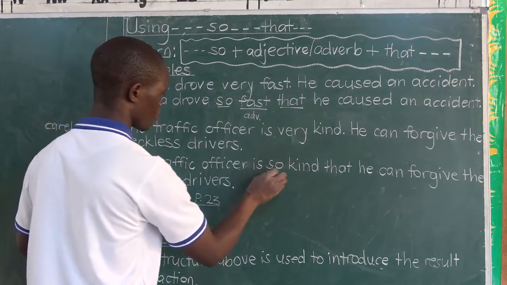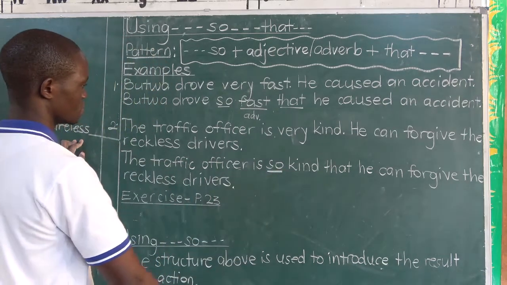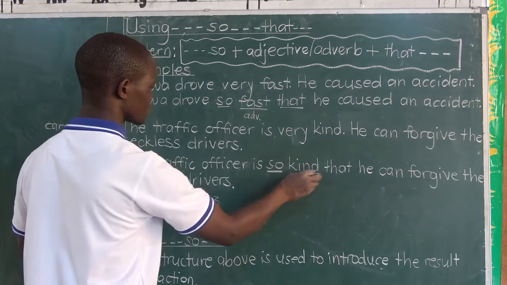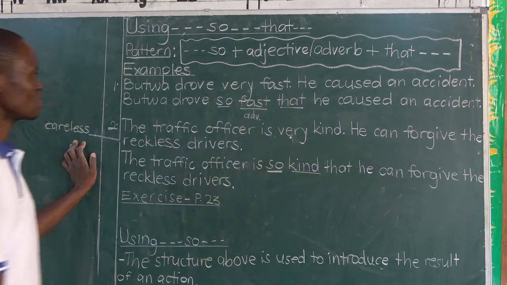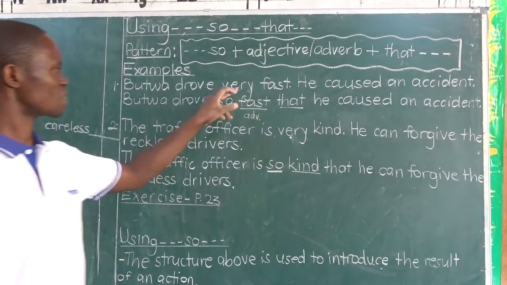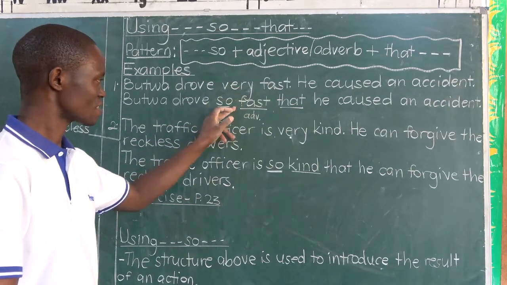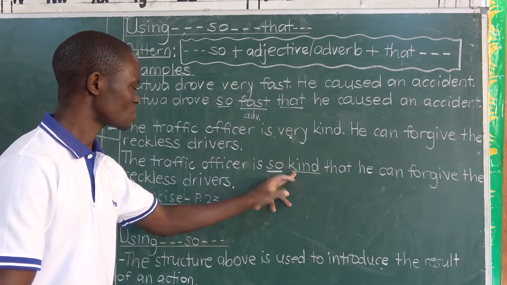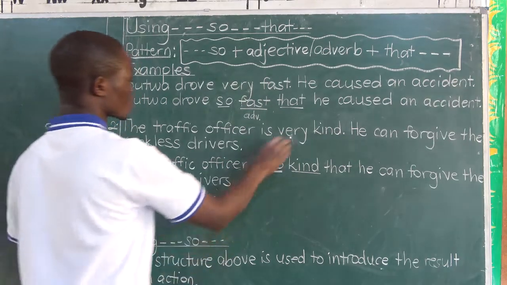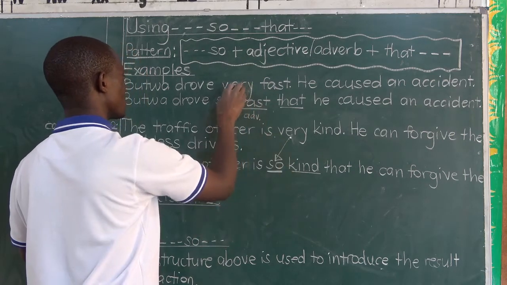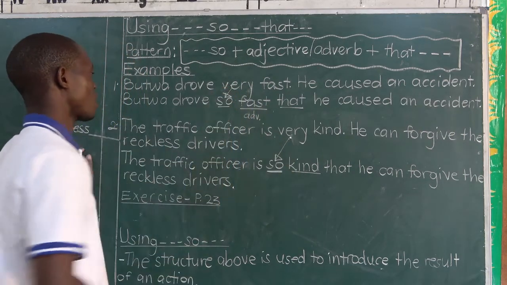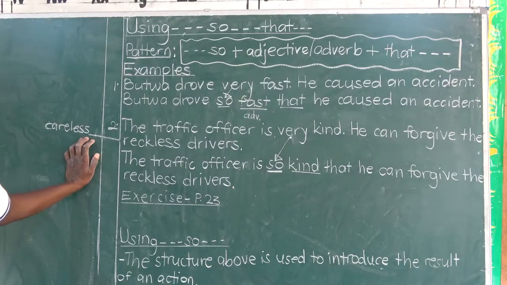The traffic officer is so kind that he can forgive the reckless drivers. After "so", what do we see? We see "kind". Then the word "very". You may be wondering, teacher, where have you thrown the word "very" in the first sentence? In the second sentence, it's not seen. What does that mean? "So" and "very" have the same meaning. So when I use "so", I may not need to use "very".